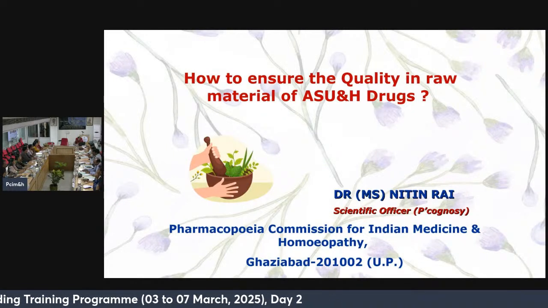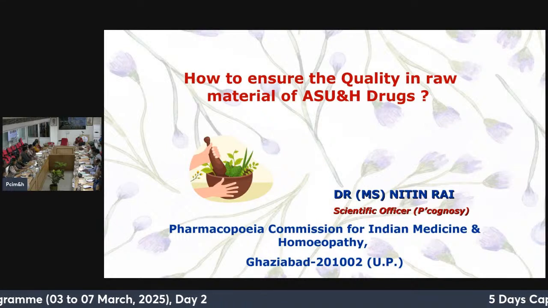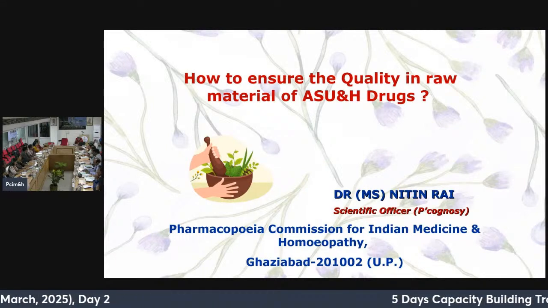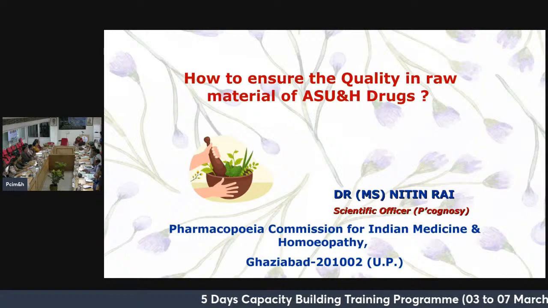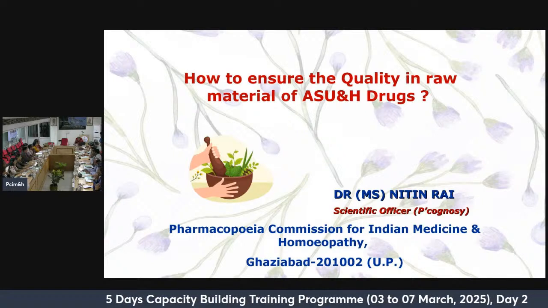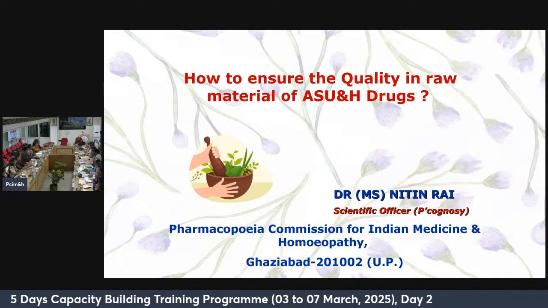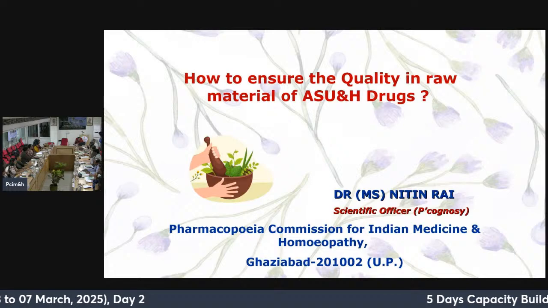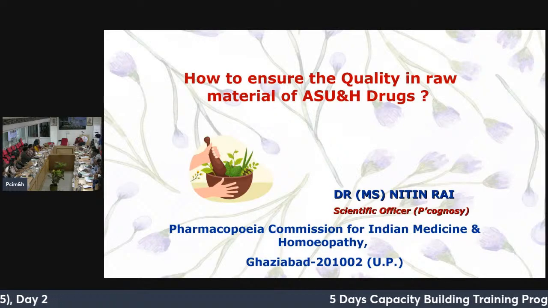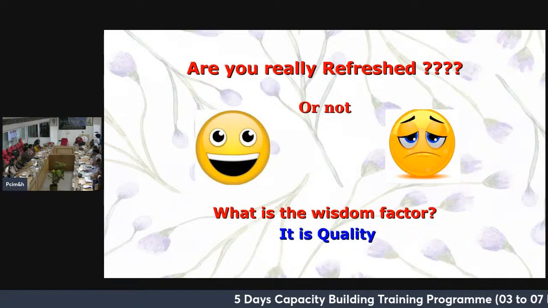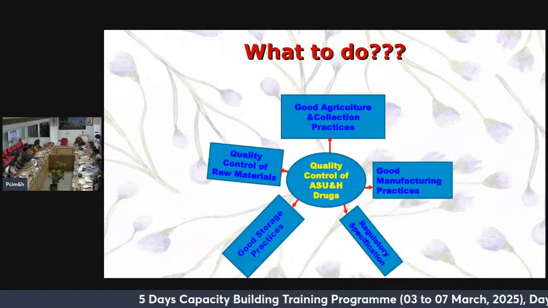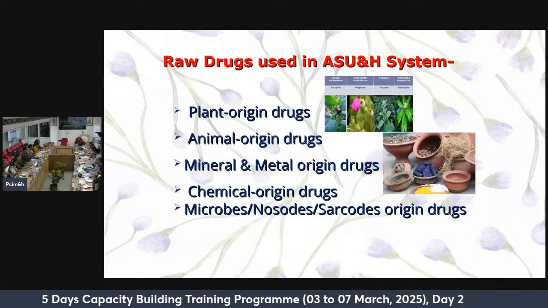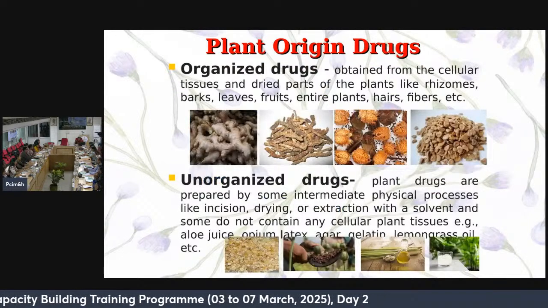When we talk about plant raw material, we can divide it into two categories: one is organized and the second is unorganized. When we use the sample as a whole, as such, that comes under organized drug. And when we take the material after processing or secretion, such as juice, opium, latex, agar, whatever, it comes under unorganized drug. So, two categories of plant material.